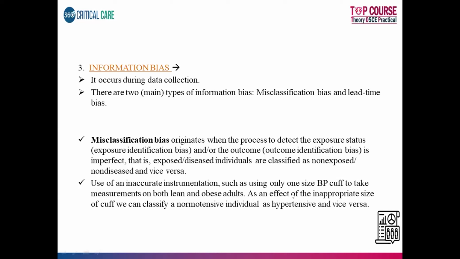An example for this would be using only one size BP cuff to measure the BP both in lean as well as in obese individuals. When you measure like that, there would be abnormal readings, right? So you should use an appropriate cuff. As an effect of the inappropriate size of the cuff, we can classify a normotensive individual as hypertensive and vice versa. This is known as misclassification bias.